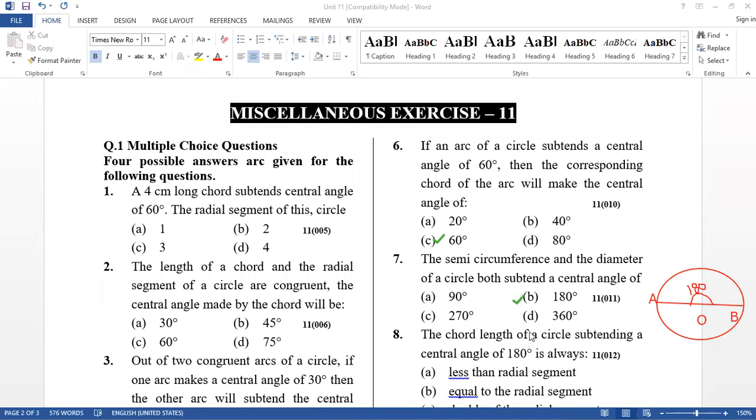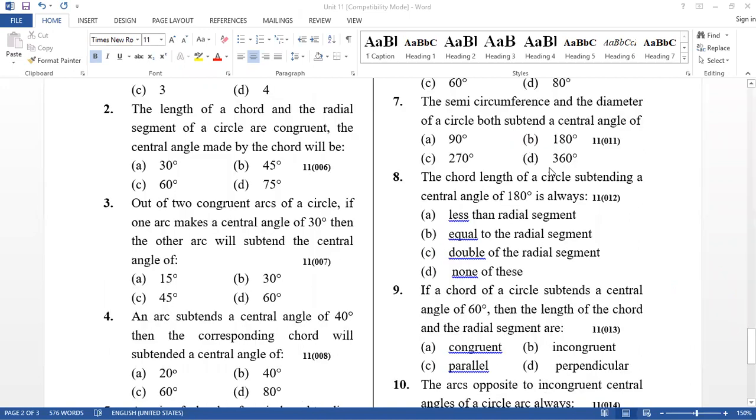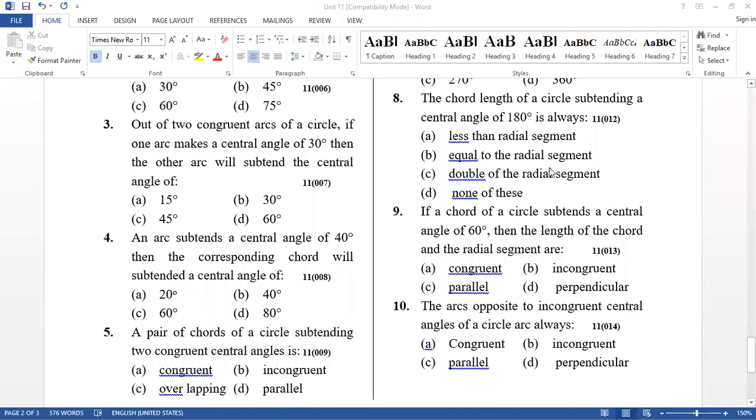Now move to the next questions, that is 8, 9, and 10. So a chord of a length subtending a central angle of 180 degrees is always less than the radial segment, equal to the radial segment, double of the radial segment, none of these. So we need to make a short diagram right here so that we can understand it. So just let me draw one thing. Number 8, chord length has been asked.